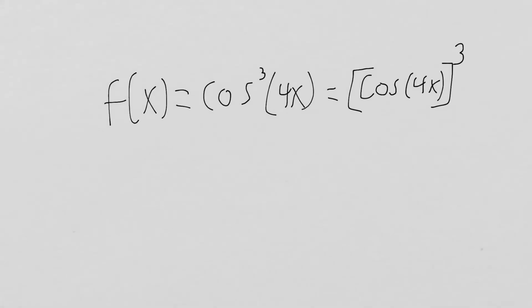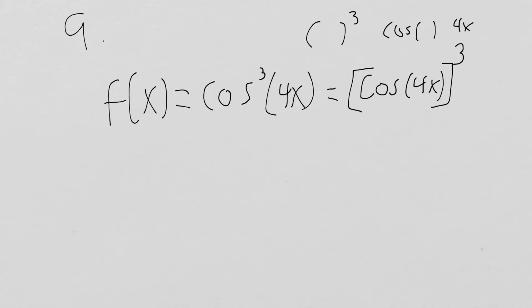For number 9, it's cosine cubed 4x, and this is just a weird notation thing with trig functions. I think it's easier for us to rewrite it like this to see the derivative. These are functionally the same thing, cosine 4x cubed. So basically we're saying the outside function is blah cubed. Then we have cosine of blah, and the most inside function is 4x.